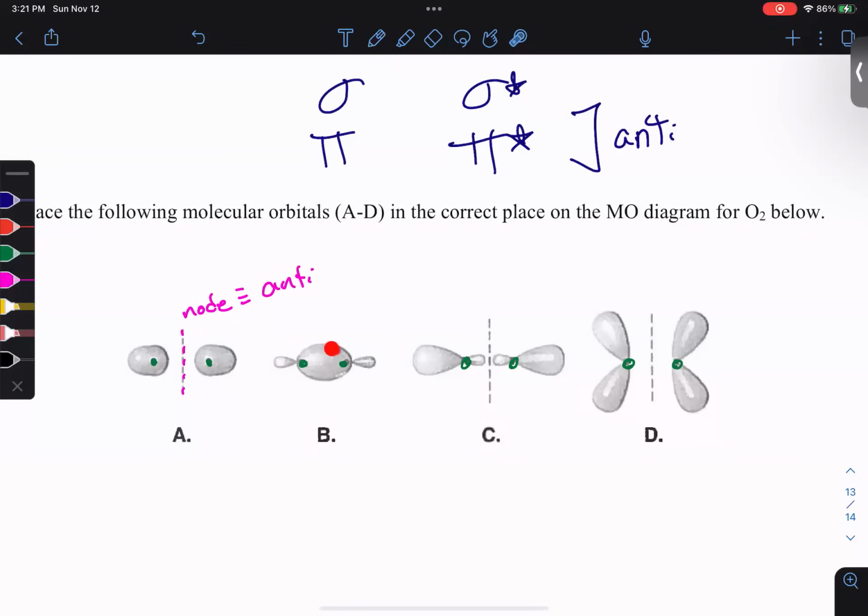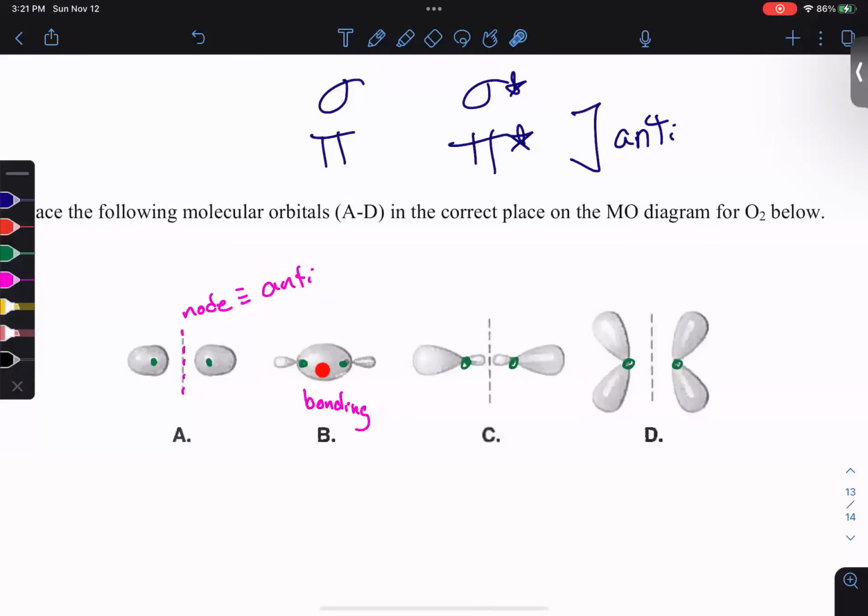In picture B, do you see that all the electron density is between the atoms? So this is actually a bonding orbital. Putting electron density between the atoms in this type of orbital will actually strengthen the bond. So this is a bonding orbital, while this is an anti-bonding orbital. So let's look at this one.